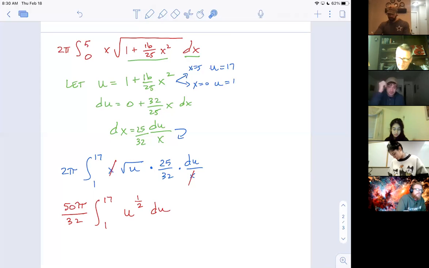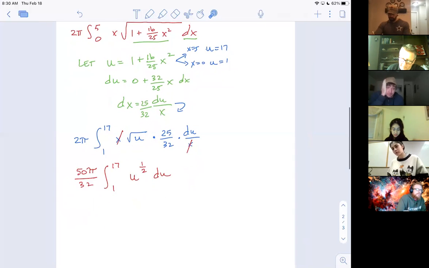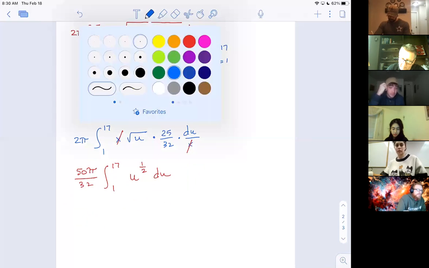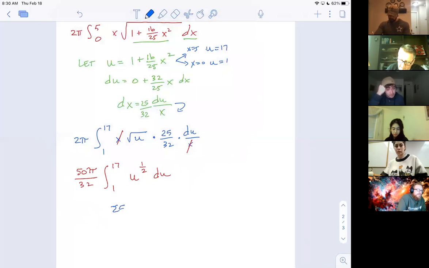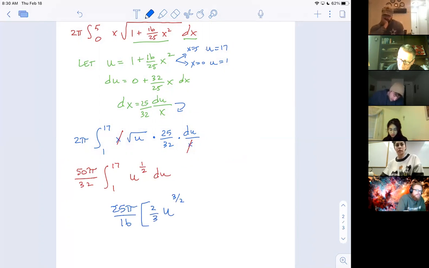So again, that's just good practice. So let's see, of course, this is easy. I will reduce 50 over 32 because I can to 25 pi over 16. If I take the integral of u to the 1/2, I get add 1 to the exponent, divide by 3/2, which is multiplying by 2/3. Now I can evaluate that at 17 and evaluate it at 1.